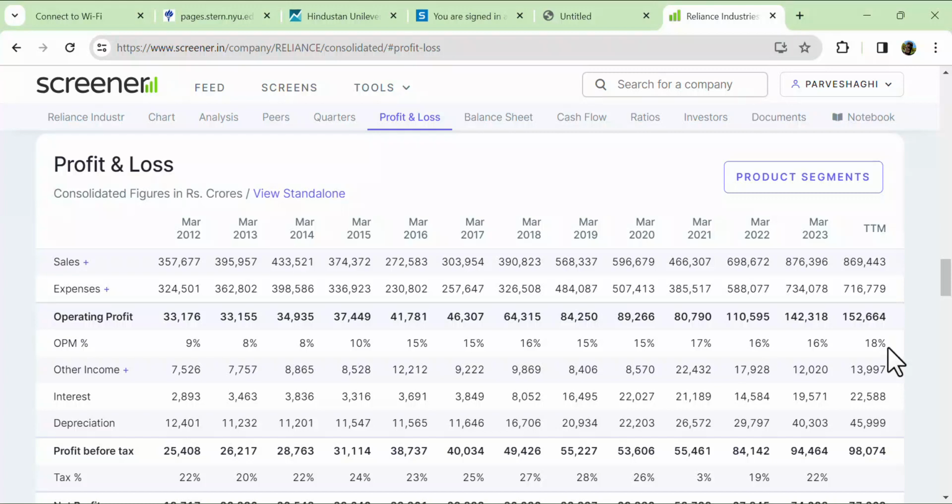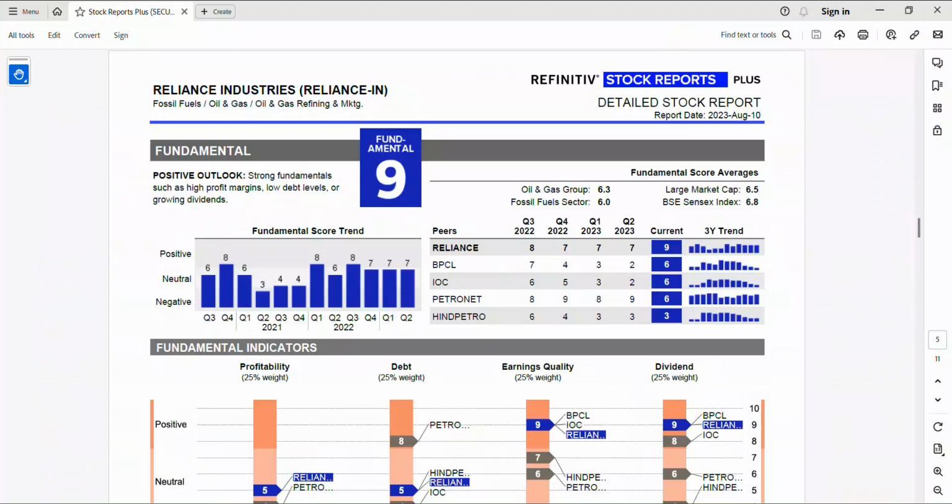Okay. So their margins have been growing from 9 to 18%. Fine. So this is what he is telling, that the margins are strong, fundamentals such as high profit margins, low debt levels. So the company has 0.40 debt to 1 equity, which I showed you here.